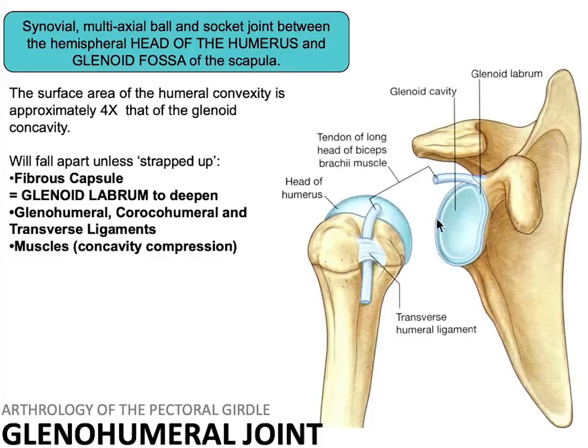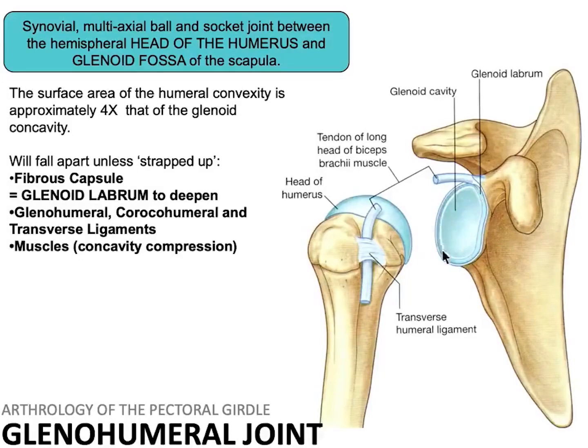So given this configuration then, unlike the hip joint, where we have a really nice circular socket to enclose or hold the head of the femur, the humerus is going to fall out of the socket unless it is strapped up. So this is important then when we're considering the actual composition of the joint to know the specific structures that are going to hold or strap the joint together.